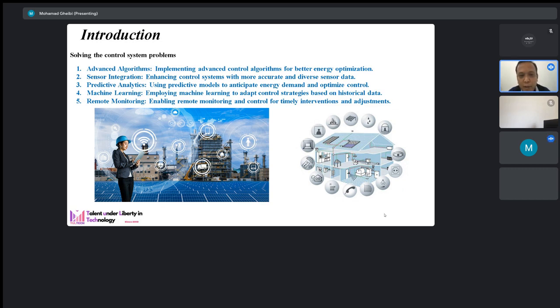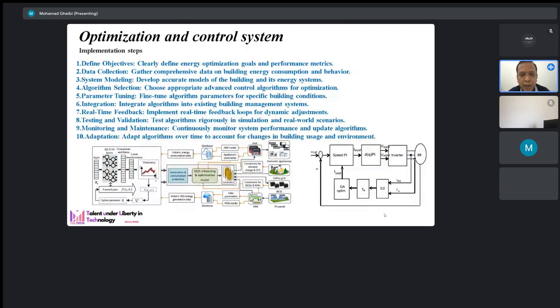This approach represents the forefront of technological innovation in energy management systems, offering scalable and efficient solutions to control system challenges by leveraging advanced algorithms, sensors, and integration, predictive analytics, machine learning, and remote monitoring capabilities. Organizations can achieve enhanced energy efficiency, cost savings, and operational resilience in their buildings.